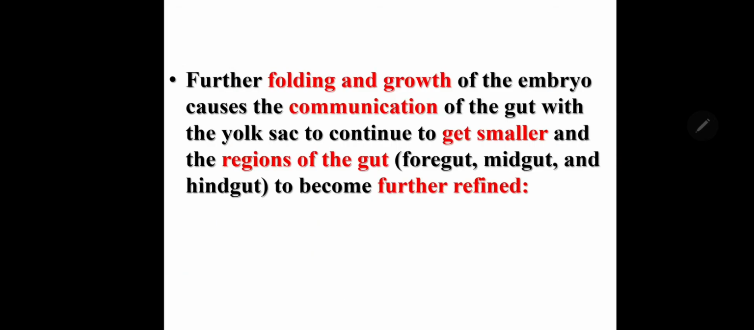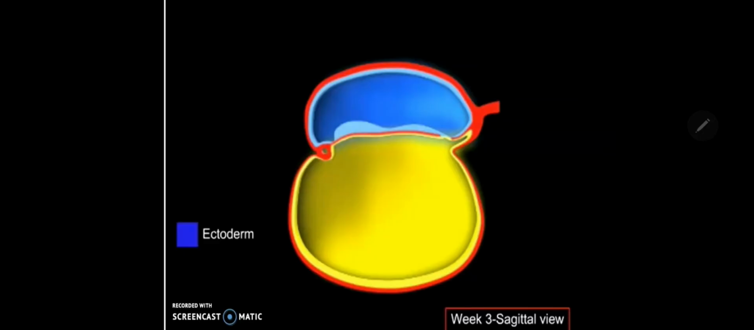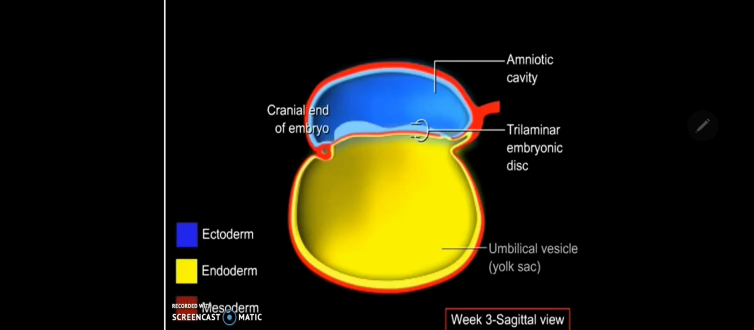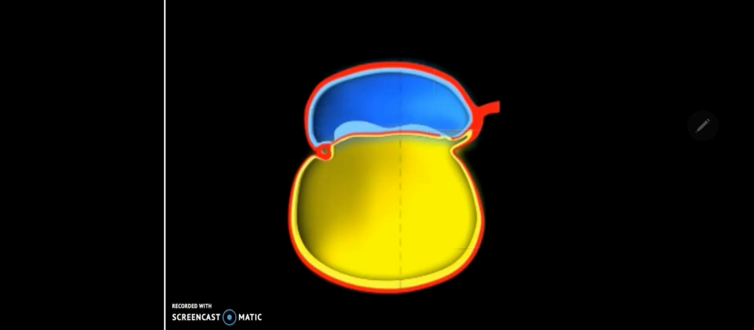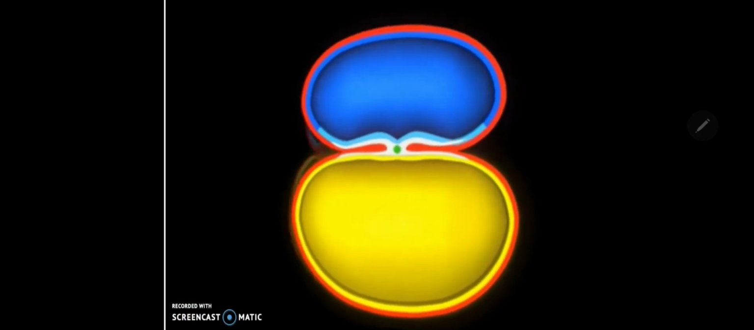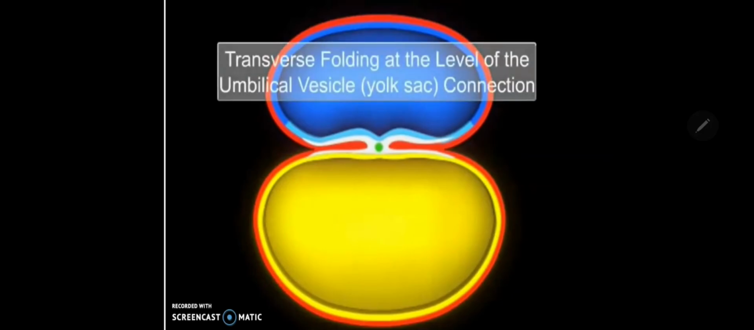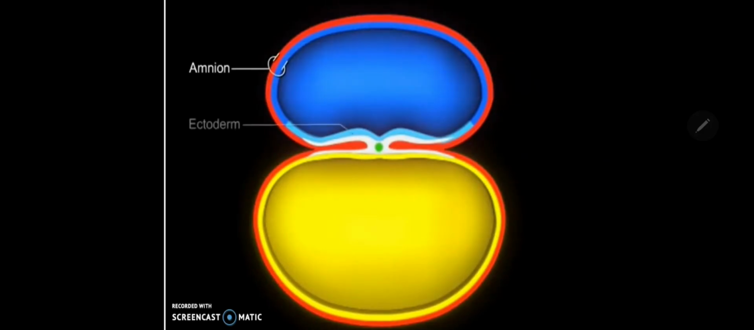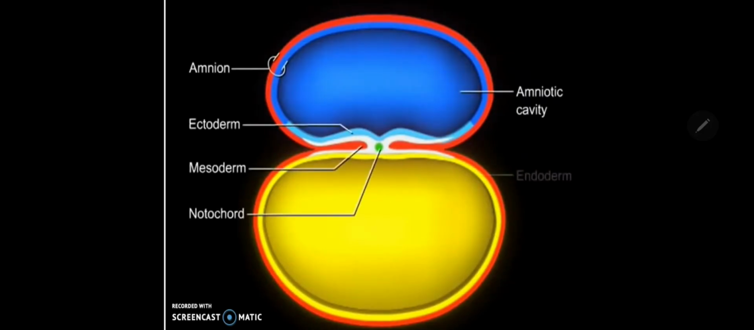Further folding and growth of the embryo causes the communication of the gut with the yolk sac to continue to get smaller, and the regions of the gut become more defined. So here you can see the three germ layers. You are seeing the sagittal section of the trilaminar embryonic disc. Now if you see the coronal section here, the blue color is ectoderm, the red color is mesoderm, and the yellow color is endoderm. You can see there the notochord developing.